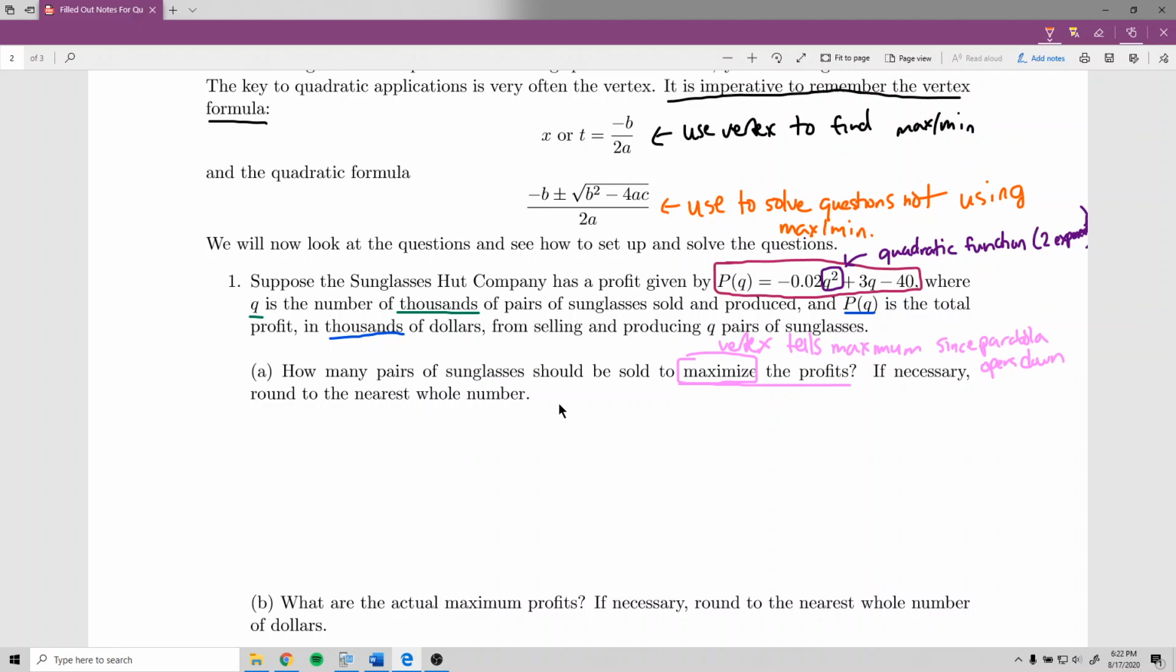Okay. And it's asking for how many pairs. So what part of the vertex do we want? How many pairs of sunglasses? Well, that's what Q tells us. And Q is really where X is. So what is the X formula for the vertex? Well, I have it written up here. Negative b over 2a. B is 3. And a is negative 0.02.